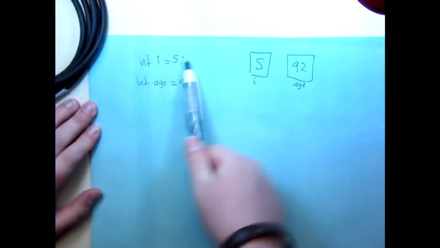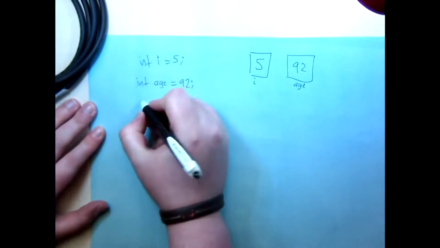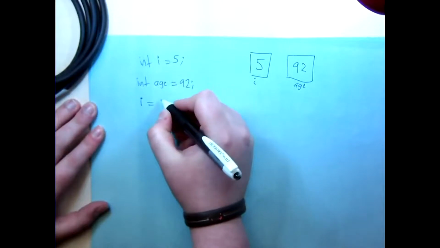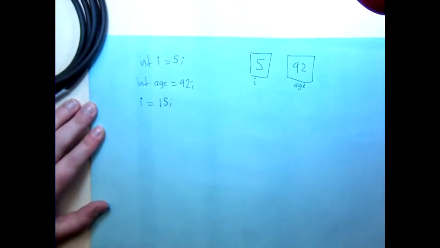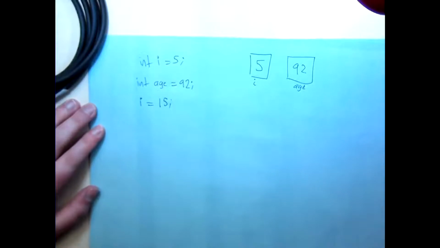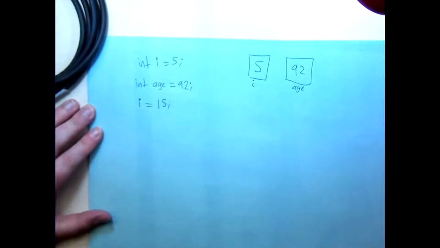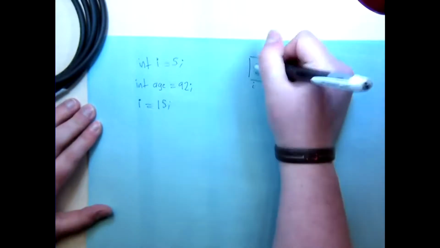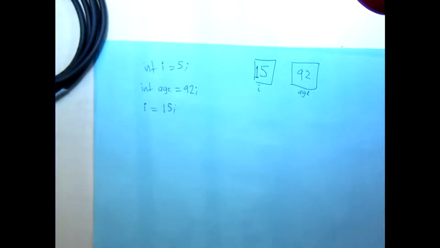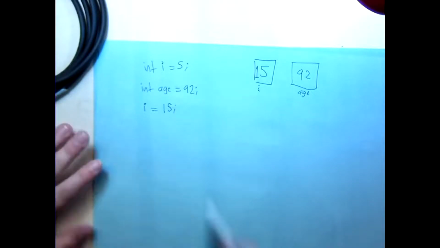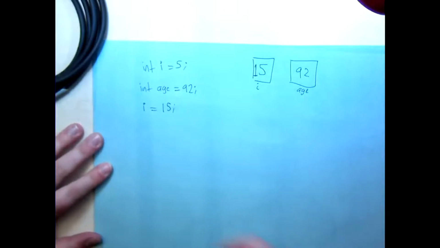So I might go int i equals 5. Well, let's change it. Let's say that i now equals 15. What will happen in my program is the box that the 5 was stored in, the box that's the variable i that currently holds the value 5, will now have the value 15. It's important to get the distinction between the variable itself, which is just this box that we can put things in, and then the value that we put inside the box. So I could change this to be whatever I wanted, within reason.